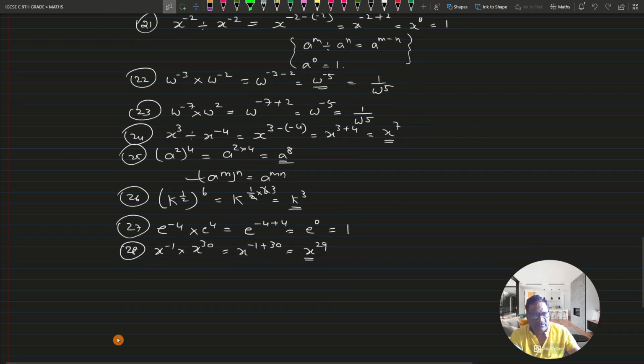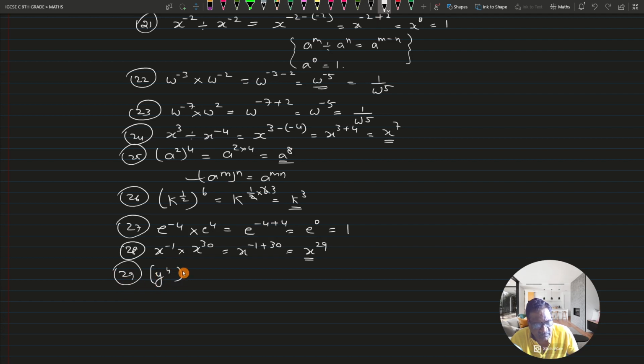Now moving on to 29th. Question number 29: y raised to 4, whole raised to a half. This can be written as y raised to 4 into half, which is y raised to 2 as the answer. That's question number 29 completed. 30: x raised to minus 3, whole raised to minus 2. This works out to x raised to minus 3 into minus 2, which will be plus 6. So let me write only 6 over here. That was question number 30.